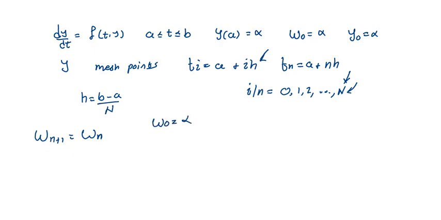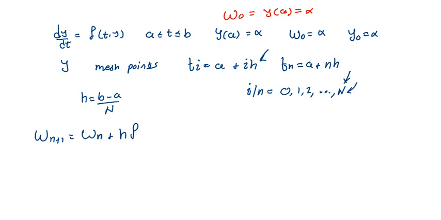Sometimes you're given what your w is. If you're not given, just remember to say your w naught is equal to your y of a, is equal to alpha. That's one thing you have to keep in mind right here. So this is going to be plus, you're going to have h here. That is why I was trying to emphasize why you need the value of h.